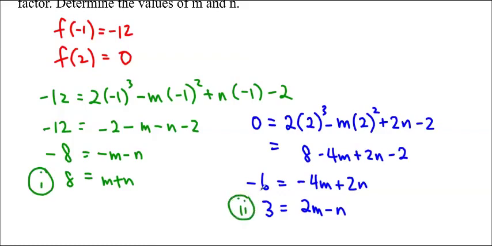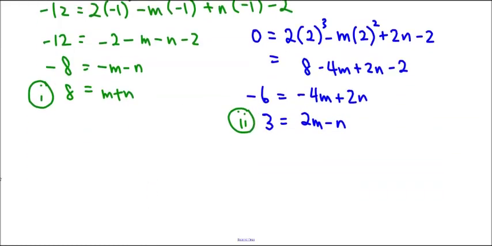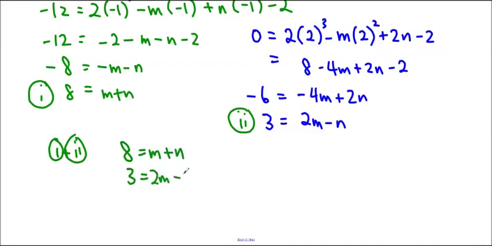I'm going to use elimination, but you can use substitution if you like. If you don't remember what I'm talking about, you might want to go on a website and just double check. I'm going to add these two together, 1 plus 2. So we'll get 8 equals m plus n, and 3 equals 2m minus n. Just add them together, and you can see this is 11 equals 3m, and we cancel the n, which is what we wanted, so m is equal to 11 over 3.